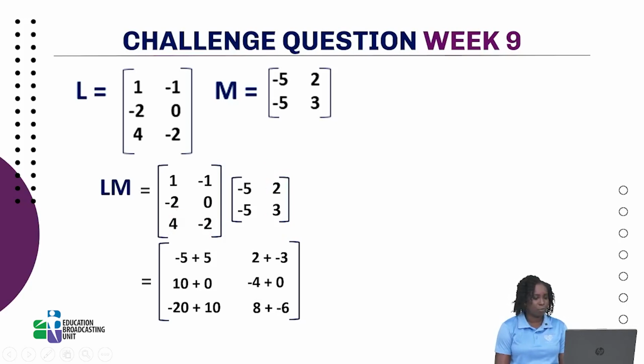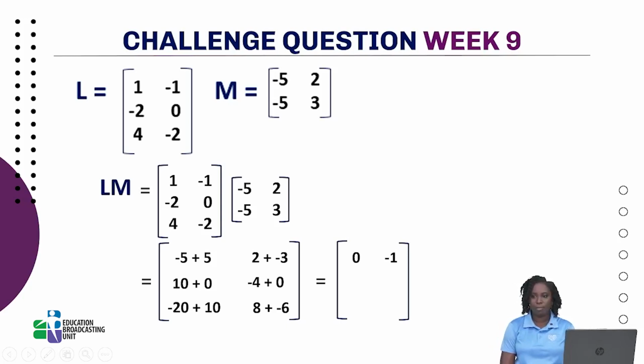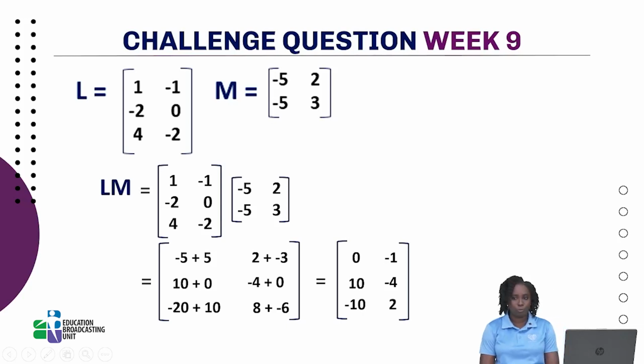And then, of course, we just work those parts out. So -5 plus 5 is 0. 2 plus -3 is -1. 10 plus 0 is 10. -4 plus 0 is -4. -20 plus 10 is -10. And 8 plus -6 is 2. And that completes the first portion.